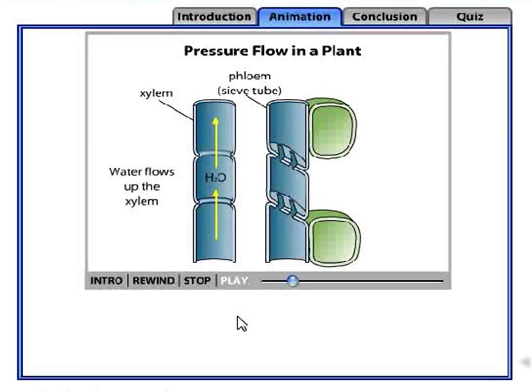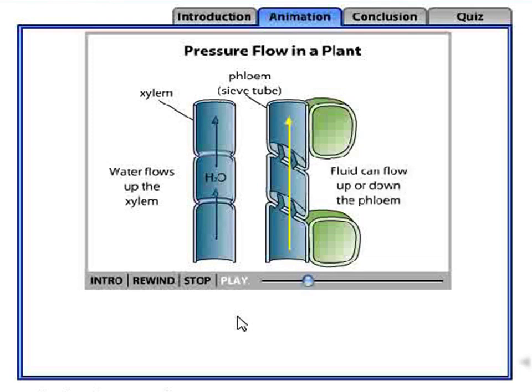At the leaves, water evaporates. This evaporation, called transpiration, creates tension at the top of the water column in the xylem and causes water to be drawn upward from the roots. Unlike in the xylem, the solution in the phloem can flow up or down the plant. The direction depends on the concentration of solutes in the phloem.